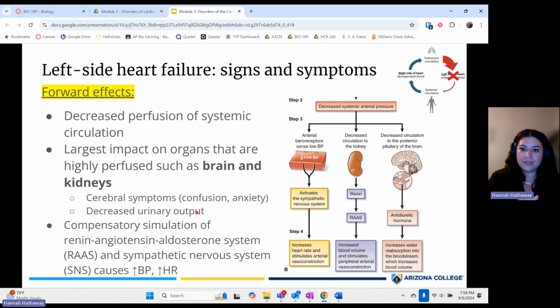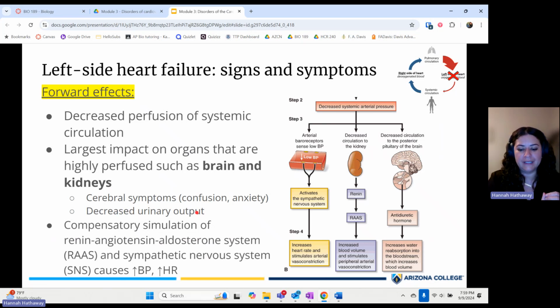And so it's going to send out, through the renin-angiotensin system, different modulators that increase perfusion of the kidneys through increasing the blood pressure and increasing the heart rate. Sounds great, right? Except you're in left side heart failure. That's probably caused by increased blood pressure already. So this actually is going to make the left side heart failure worse.